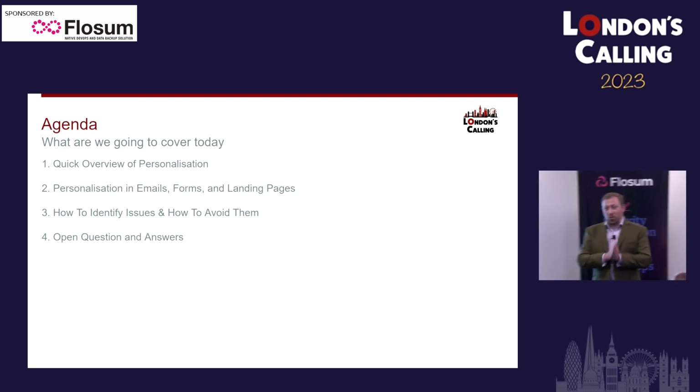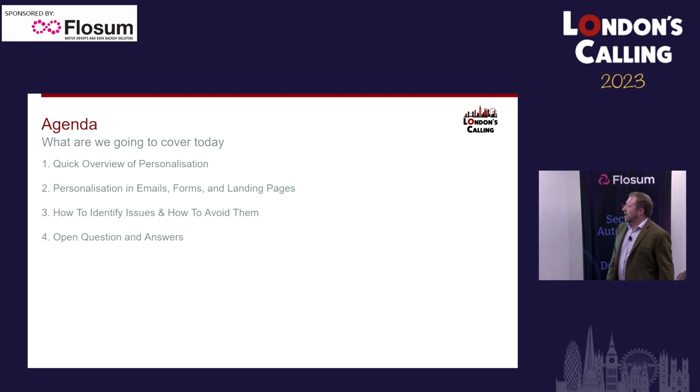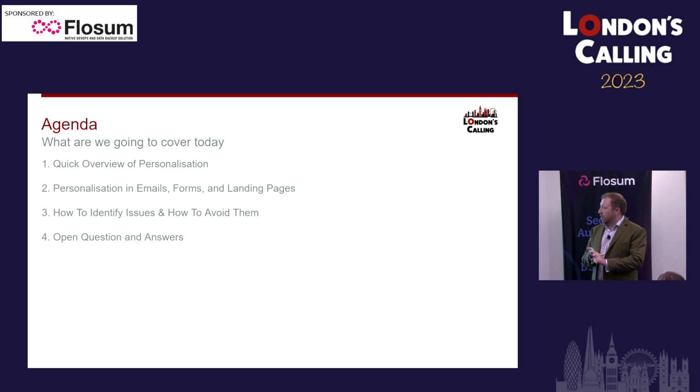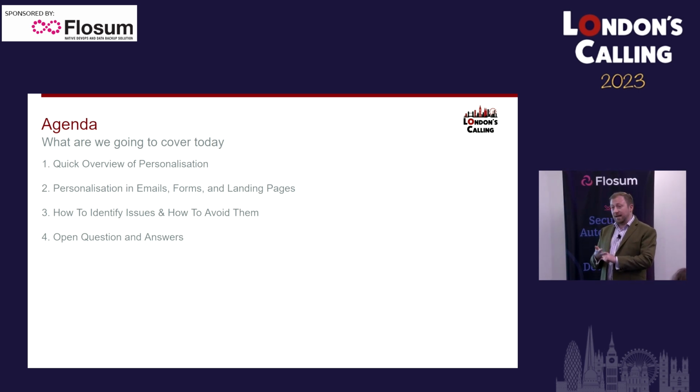What we're going to be covering today is a quick overview of what personalisation is within account engagement, going into a bit more depth on personalisation in emails, forms and landing pages, how we can identify issues and how we can preempt them and start to avoid them before they become issues for us, and a little bit of an open question and answer at the end as well.